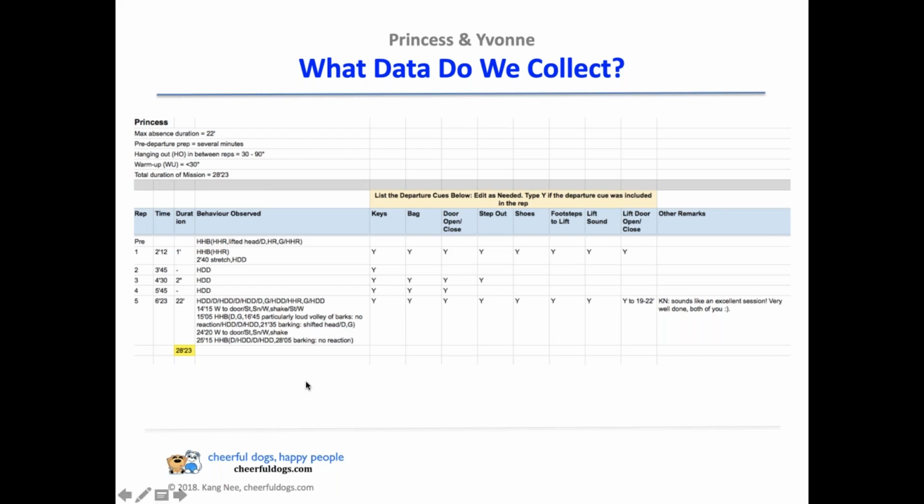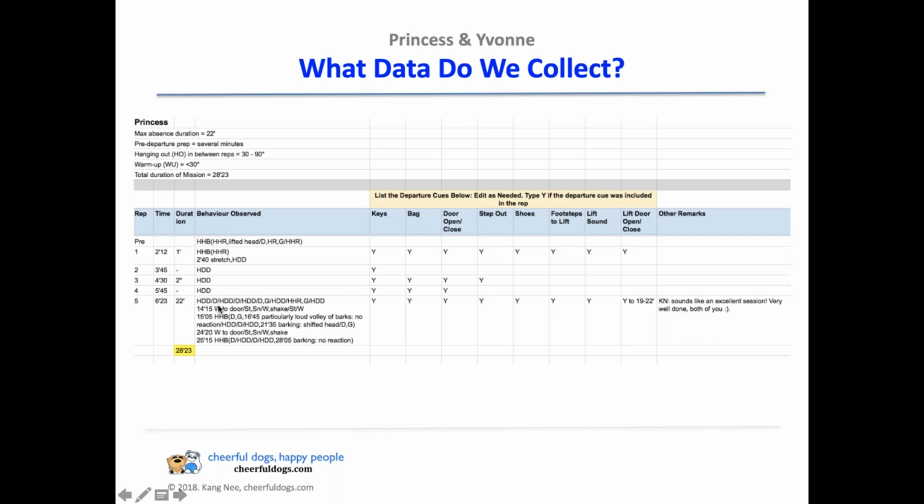Right? And so you will see that we toggle between steps which are a little bit more challenging and easy steps. Like the first step, I'm asking Yvonne to pick up her keys, pick up her bag, go out of the door, step out, lock the door, put on her shoes, walk to the lift, call for the lift. The lift comes, ding, the door closes, ding, she goes back home, right? And then the second step, she only picks up her keys and then she goes back into the room and so on. The very last step, that is the one that we are assessing to see whether Princess was coping well with the whole exercise, with the absence duration that we have set for her. In this case, we are looking at 19 to 22 minutes.